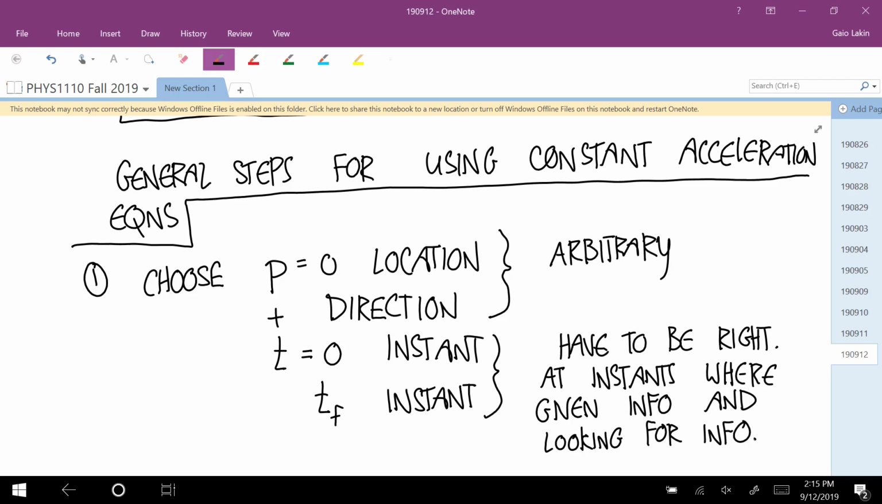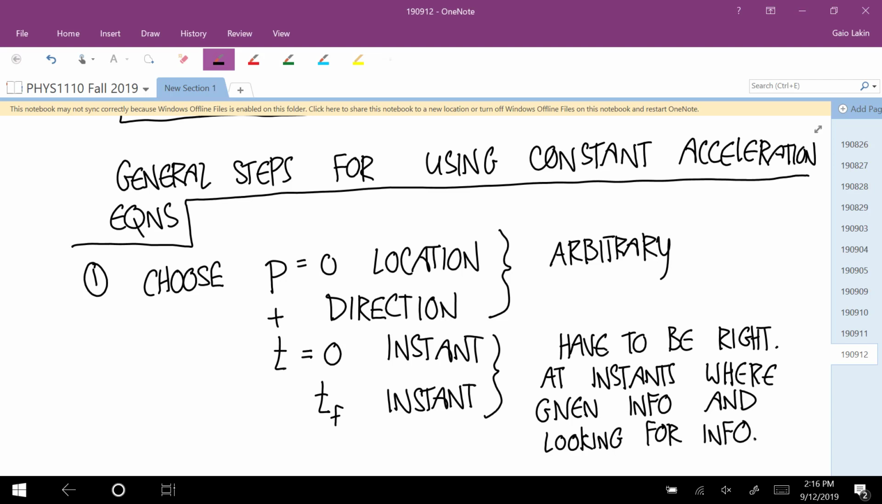And so where do we have information and no information? Well, we know information about the velocity of the car when it hits the brakes, and we know information about how far it's gone and the velocity when it comes to rest. Okay, so those are spots where we're given information and we want to find information. So those are always going to be our choice of time equals 0 and time final. Okay, time final is always later than time equals 0, so that defines it for you.